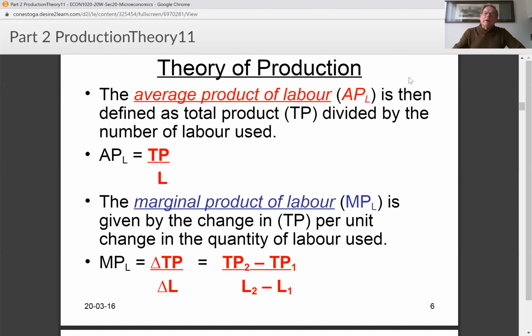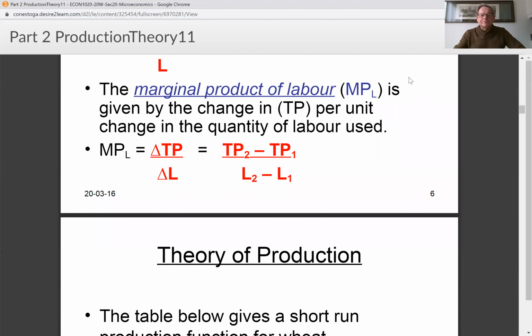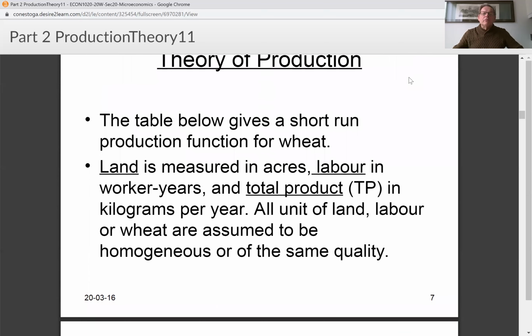And it's the marginal product, so once again, it'll be recorded in the middle. Very important that it is always recorded in the middle, on the table and also on the graph. So the table below gives us the short run production function of wheat that this farmer will be growing. Land is measured in acres, labor in worker years, and total product in kilograms produced per year. All unit of land, labor, or wheat are assumed to be homogeneous or the same quality.